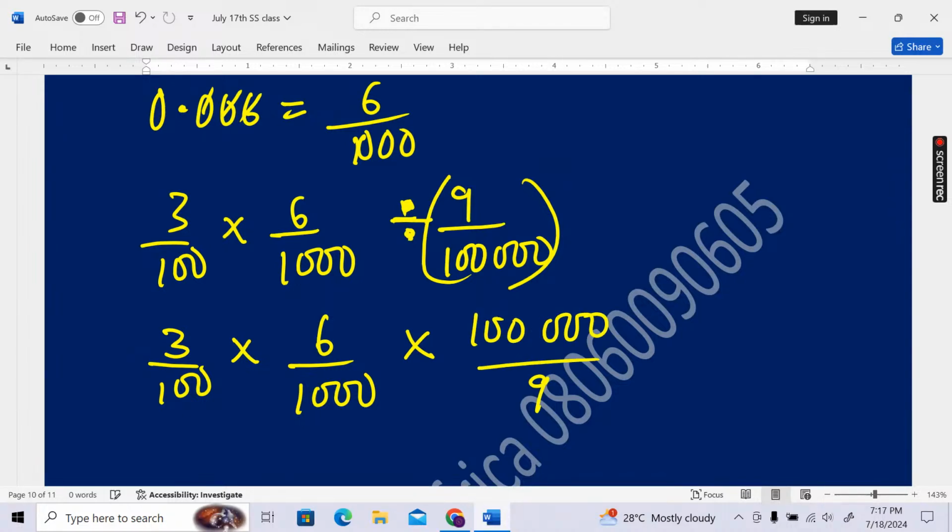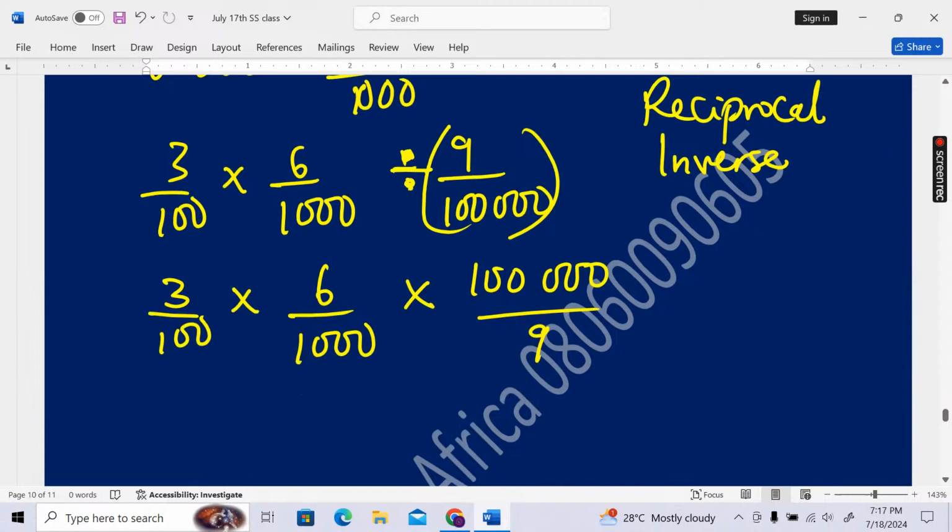Now, when you're turning a fraction upside down, you're actually introducing the reciprocal of that fraction. Reciprocal or inverse means the same fraction turned upside down, all right? So now let us reduce to the lowest term. So 0 will cancel 0, 0 will cancel 0, 0 cancels 0, 0 takes out 0, 0 takes out 0.